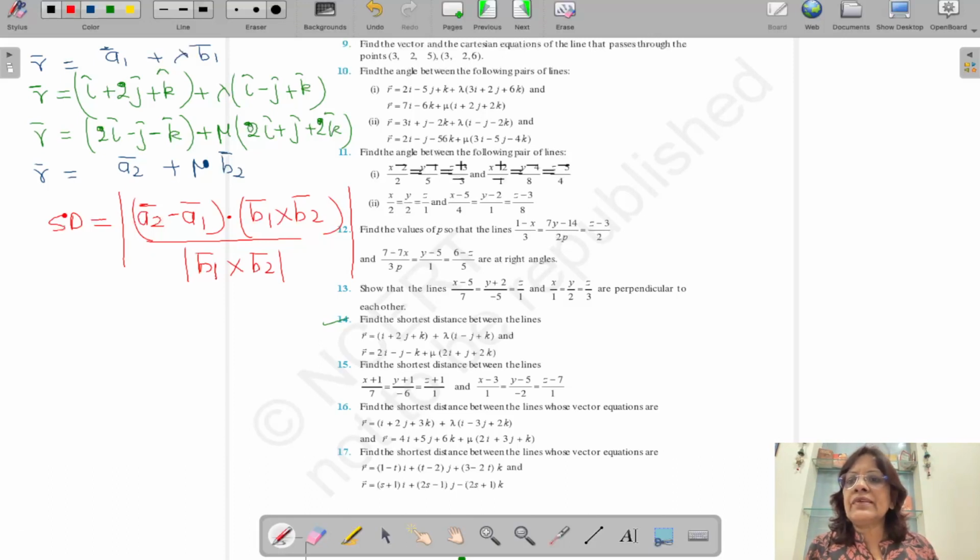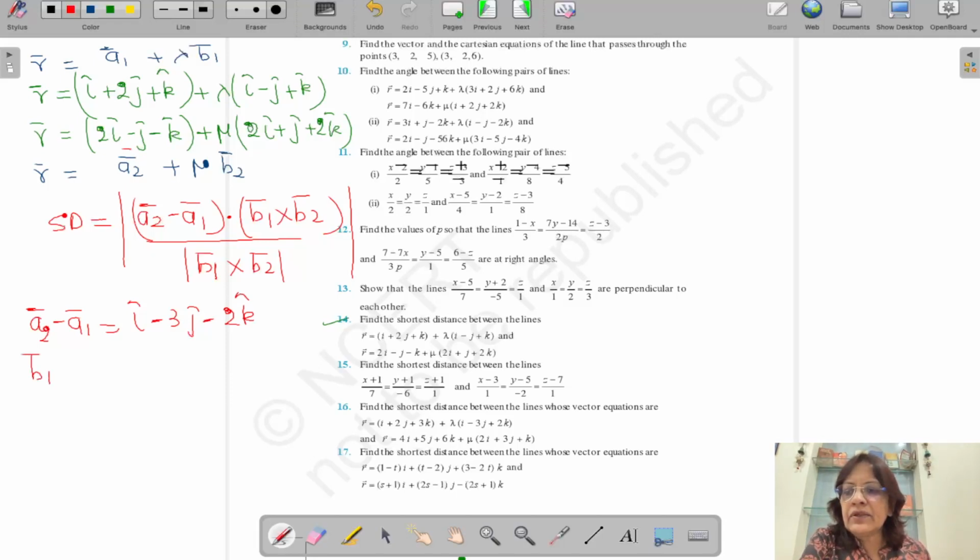Now a2 minus a1, you can just write down the terms. This is our a2 term, this is our a1. 2i minus i is i, minus j minus 2j will be minus 3j, minus k minus k will make it minus 2k. That is a2 minus a1.